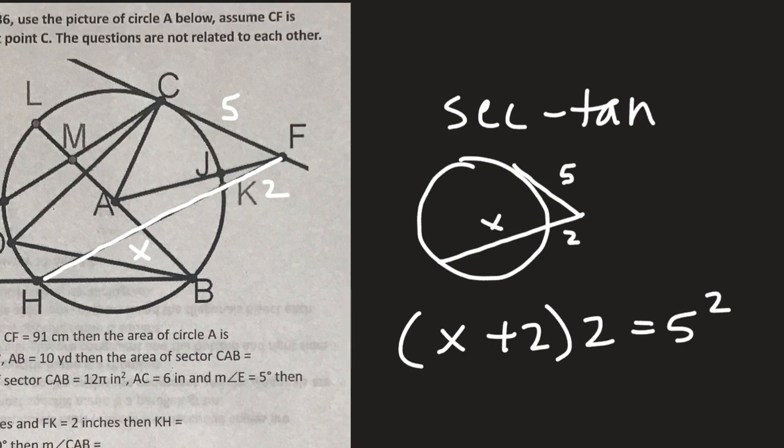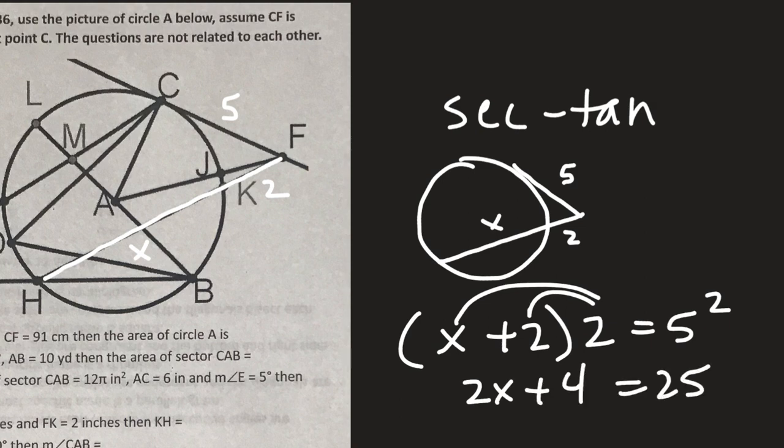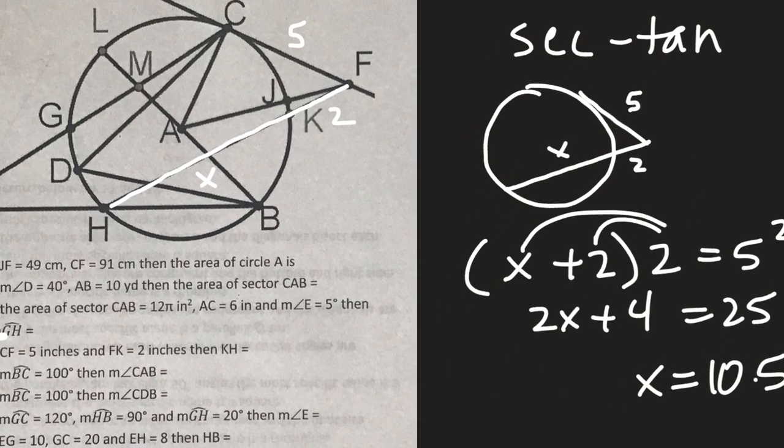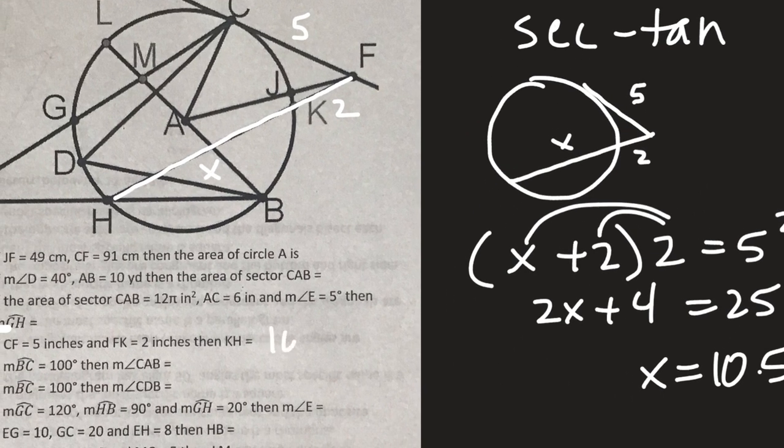Okay, so we do some algebra. 25 minus 4. Divide that by 2, right? So we're going to distribute into here. 2x plus 4 equals 25, and x equals 10.5. So in this case, KH, which is your x, is 10.5.